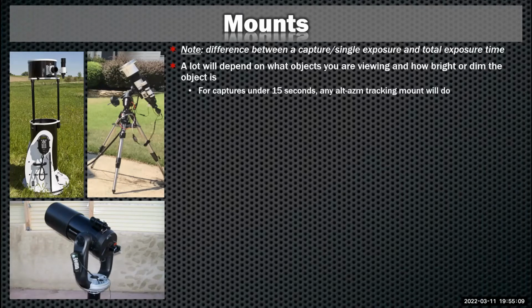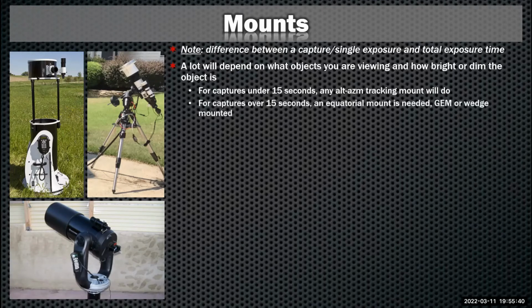So if you're going to be doing captures under 15 seconds, so that is you're going after brighter objects, or you've got a bigger scope, or your camera is much more sensitive, then pretty much any alt-azimuth mount that has tracking will do. So you can see towards the bottom is SCT, and it's just alt-az. We also have a Dobsonian there, it's alt-az. It can do it.